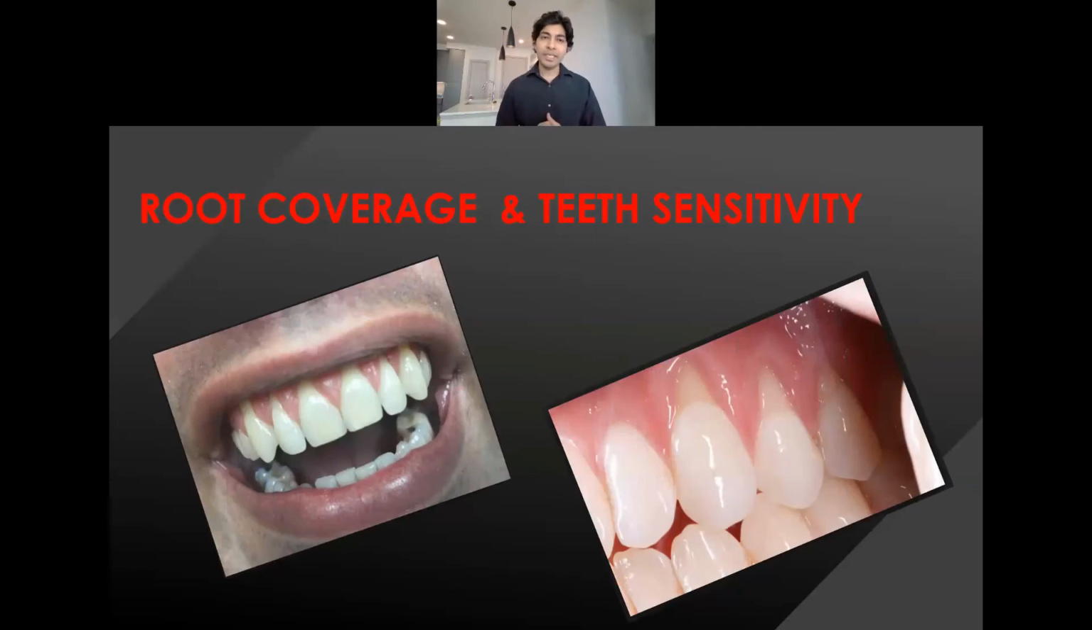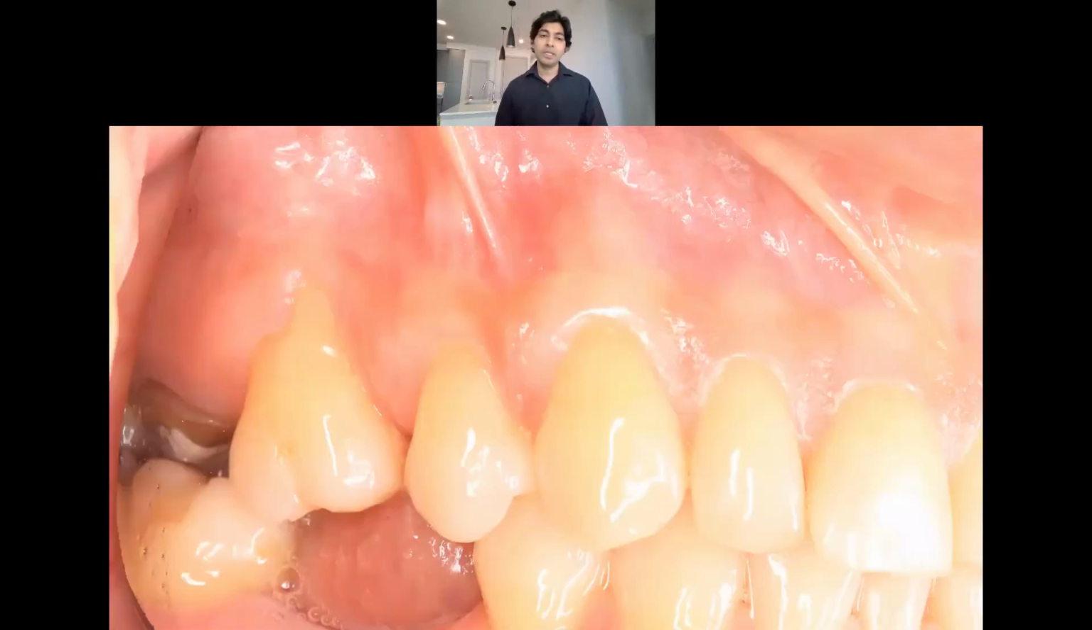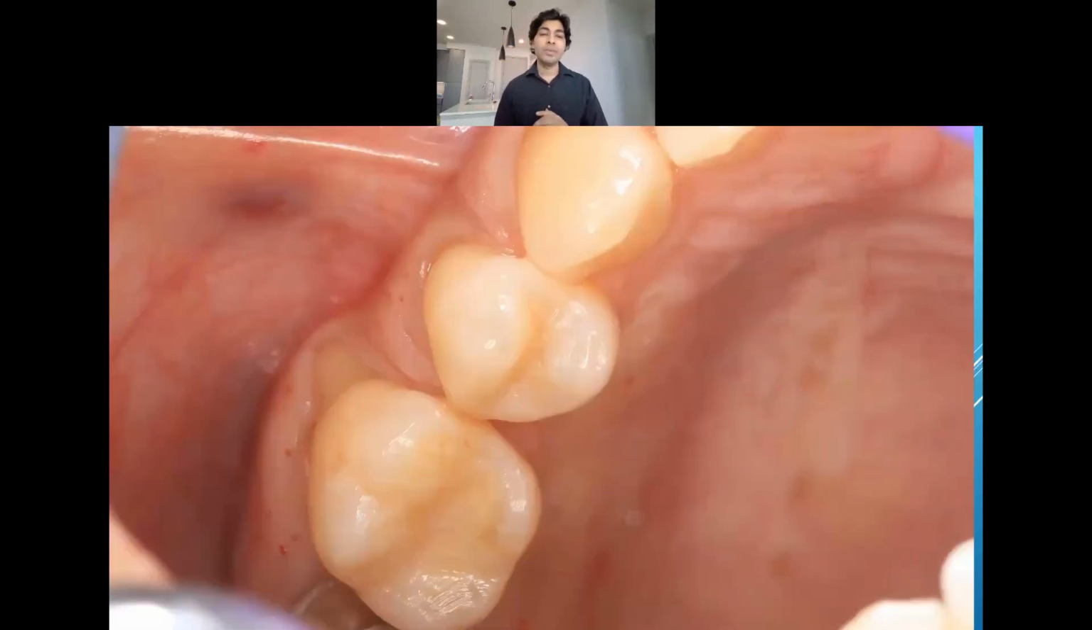Okay, so the next indications for free gingival grafts are root coverage and teeth sensitivity problems. This is one of my patients who was having a sensitivity issue. Whenever the patient was drinking cold water, they were complaining about pain and sensitivity. So this is the occlusal view. As you can see from the occlusal view, the mesial root was exposed.